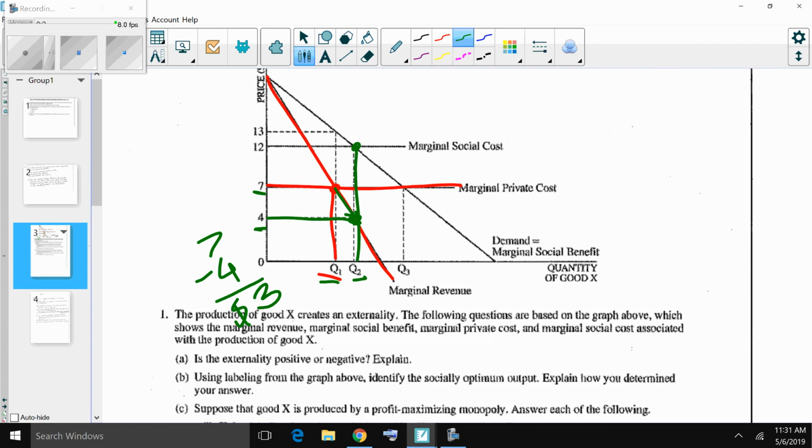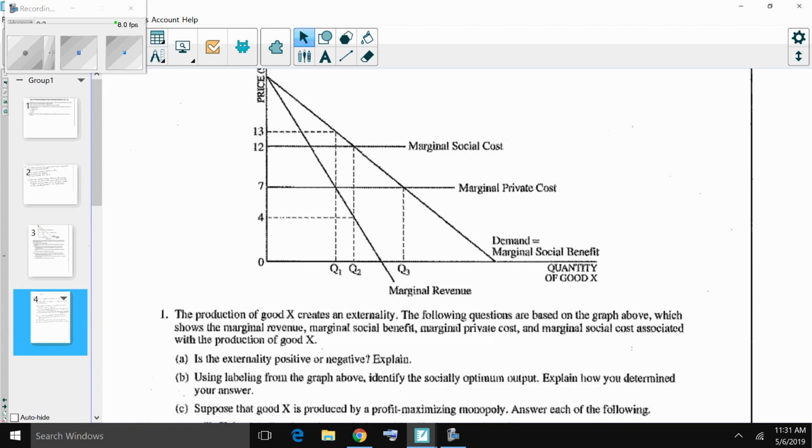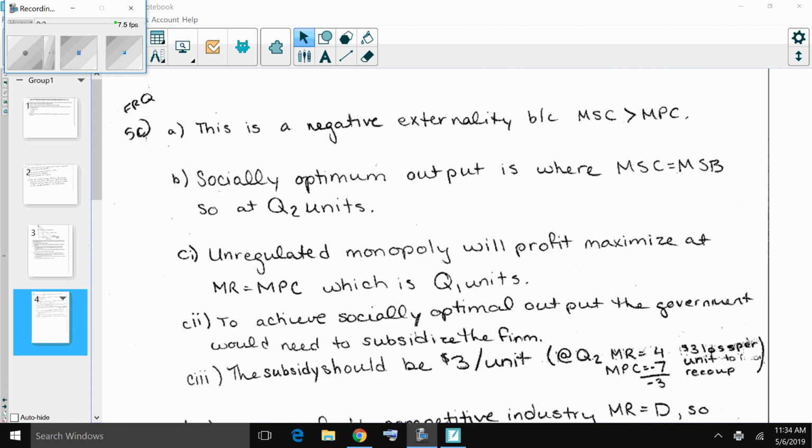Before I move on to finish this question up, I'm going to show you what my answers look like on my answer sheet. This is where I want you to see exactly what I wrote to get the points for this answer. I wrote A, this is a negative externality because MSC is greater than MPC.